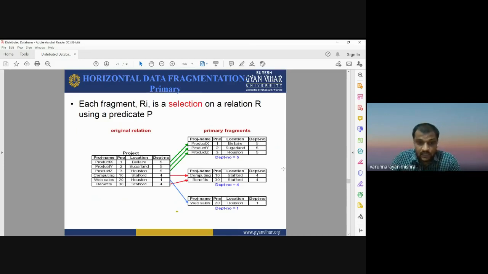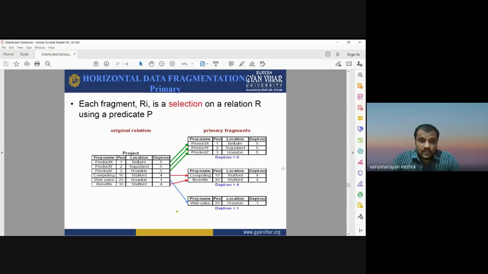So this is the way we can do horizontal fragmentation, and each fragment is a selection on a relation R using the predicate P. Now moving to the next slide.